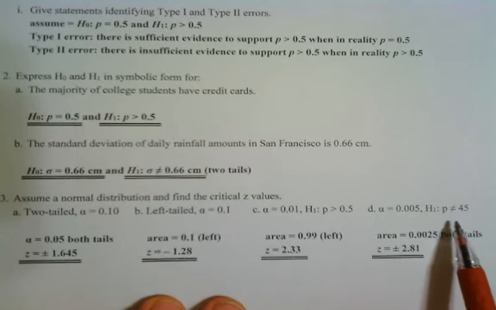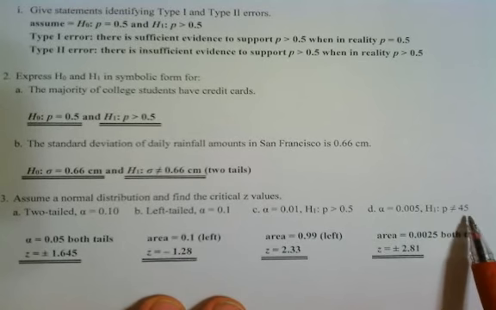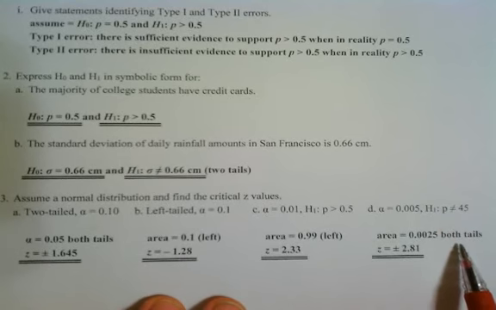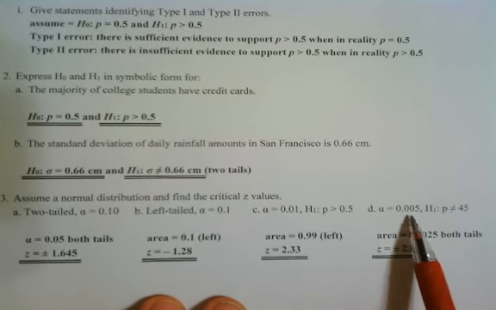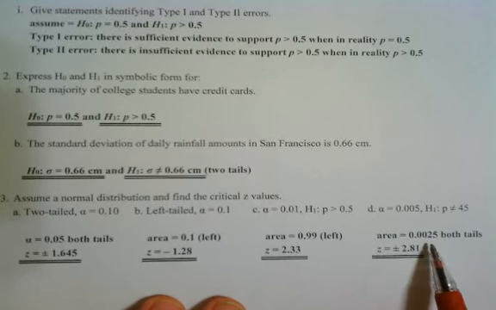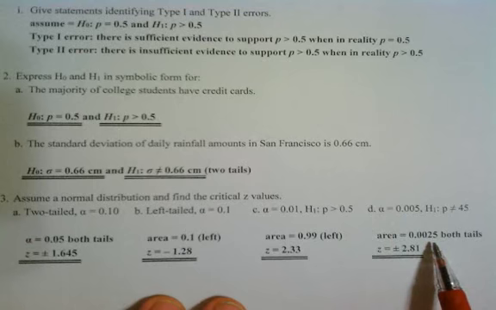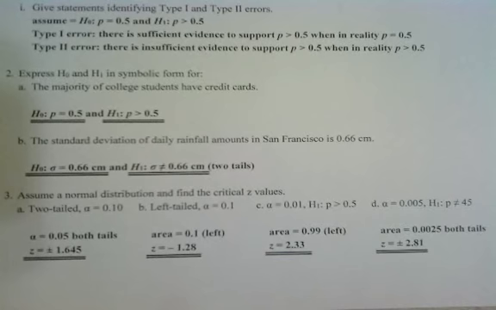Okay, last example, P does not equal 45. Just like we had earlier, if you see a not equal, that means two tails. So we take our alpha, we split it into the two tails, 0.005 becomes 0.0025. If you look up 0.0025, you get the negative 2.81. If you say 1 subtract the 0.0025, you get 0.9975, which gives me a positive 2.81.